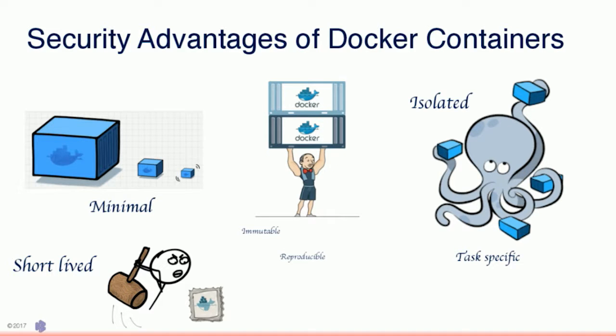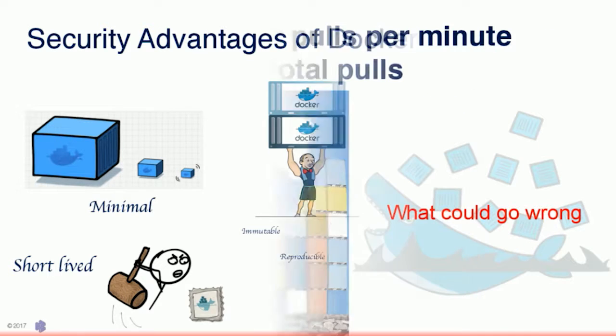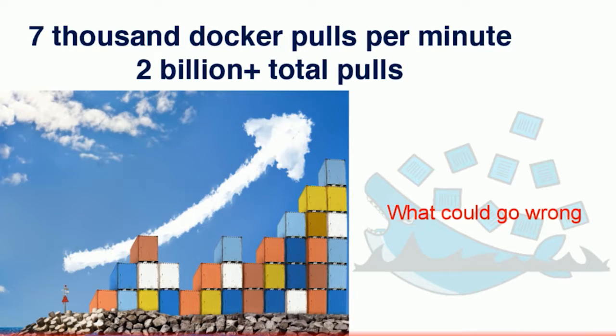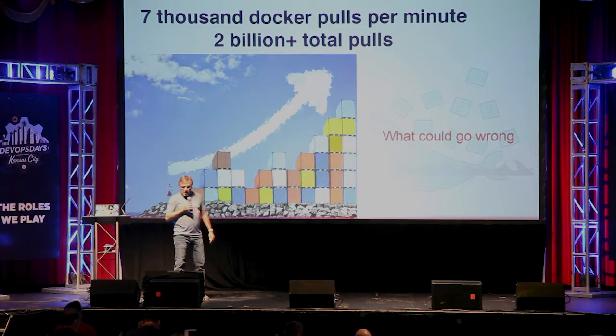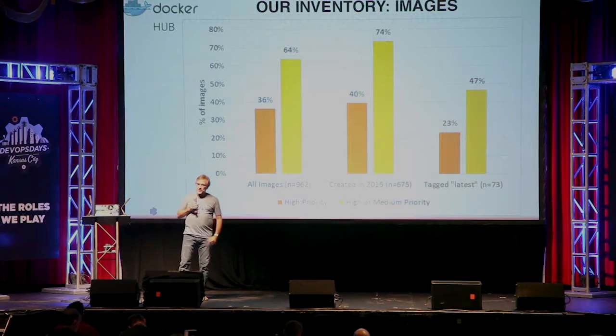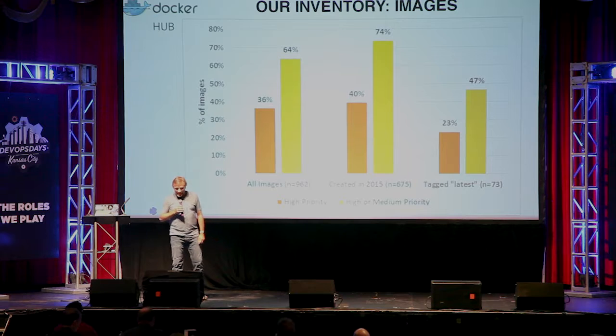So let's first talk about the advantages of Docker. Short-lived, small, task-specific containers have a much smaller attack surface, and they lead to good security practices. We're going to use all of those as we show you the best practices. Docker is exploding. 7,000 pulls per minute. That's a very impressive consumption rate. What could possibly go wrong? Love the shark instead of the whale there.